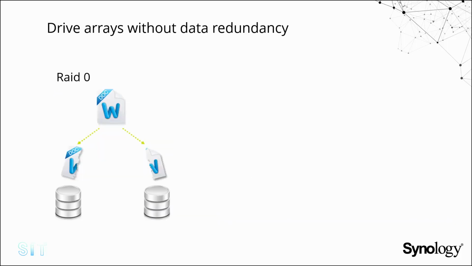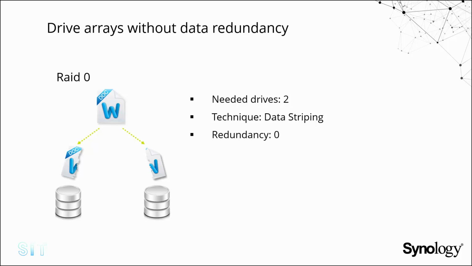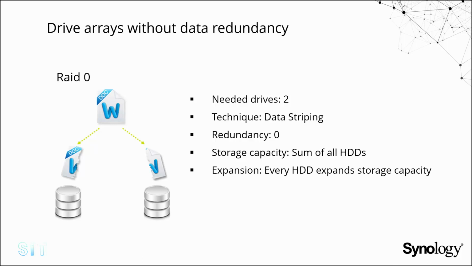The second compound is RAID 0. We need 2 hard drives to boot because the file is not stored as a whole on one hard disk, but is split and then distributed to the existing hard disks. As there is no copy of the file, but only a part of the file on each hard disk, all data is lost as soon as one hard disk fails. It also gives us the full capacity of our hard drives. Every hard disk we add expands our storage space.